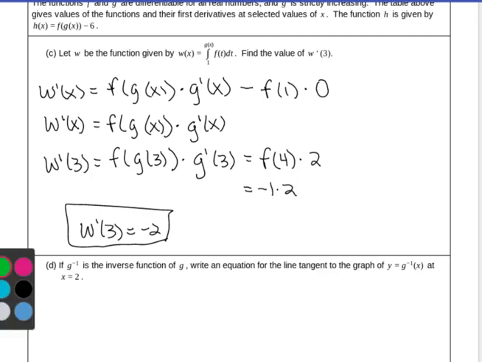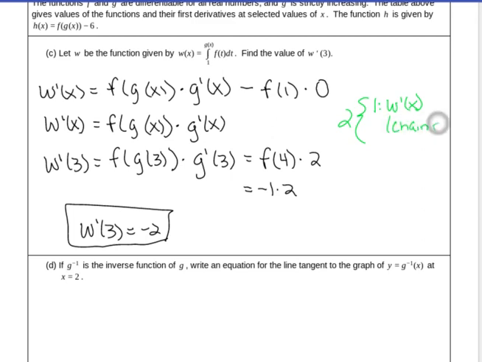For this one here, this was worth 2 points. So it was 1 point for finding that w prime of x and remembering to include that chain rule. That was really where the point came in. And then 1 point for your answer.